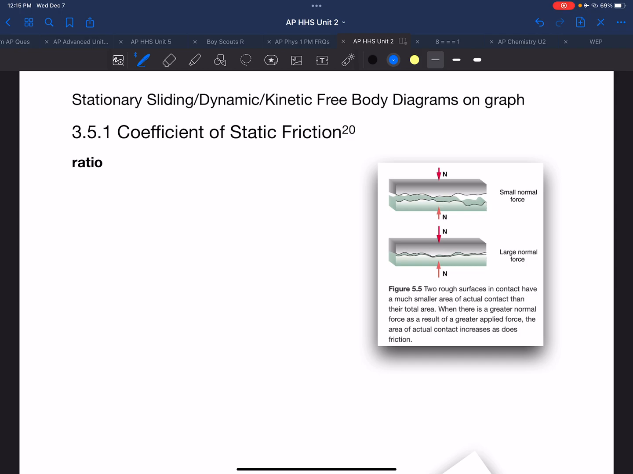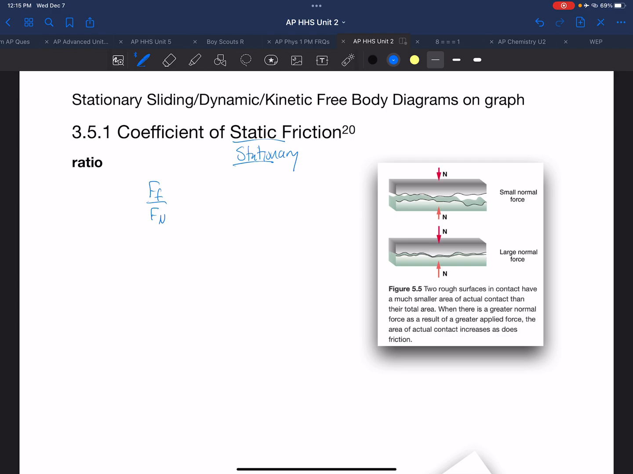So in this installment, we're going to talk specifically about this stationary friction. Stationary friction, or static friction as we should call it. Stationary means static friction. And the definition of the coefficient of static friction is the ratio of the force of friction to the force normal.